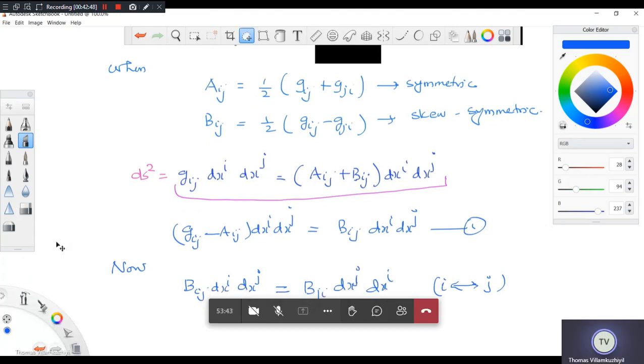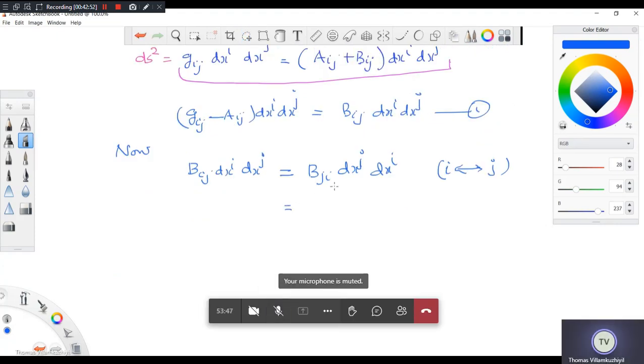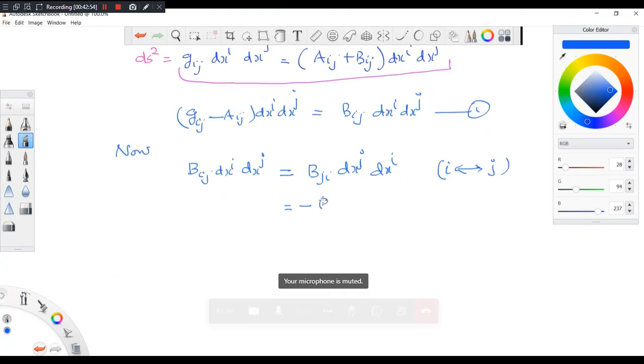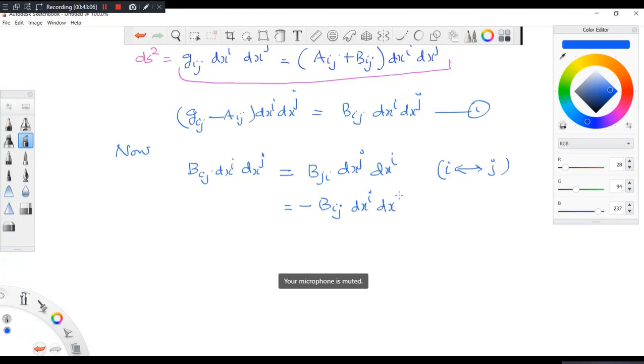Dummy can be replaced by anything. But what is this Bji? It is minus Bij. Why? Because B is a skew symmetric one. Okay, and dxi I write first, because they are differentials. I can interchange that. This is the reason, because Bij is skew symmetric.